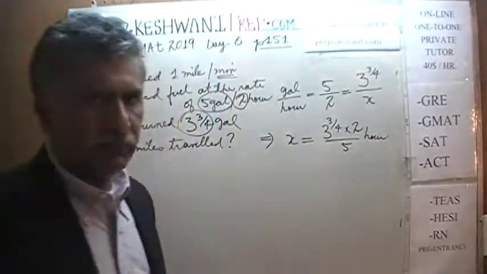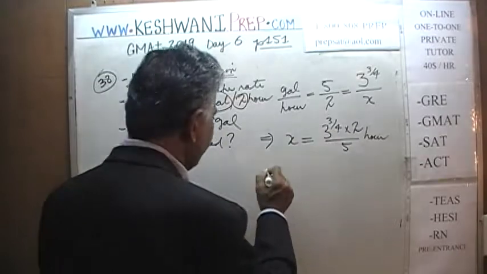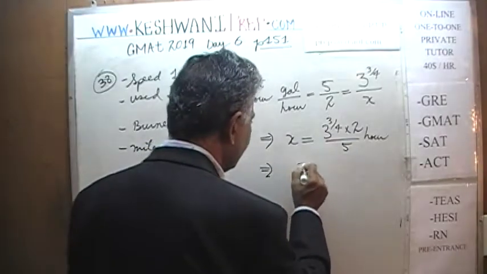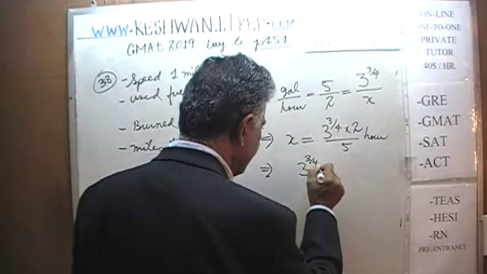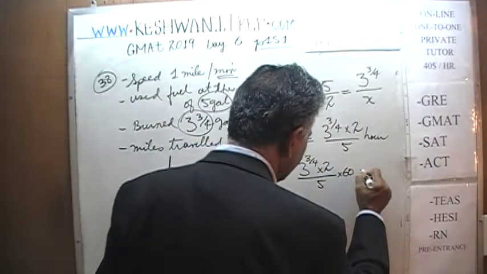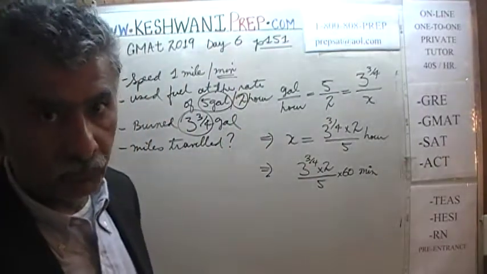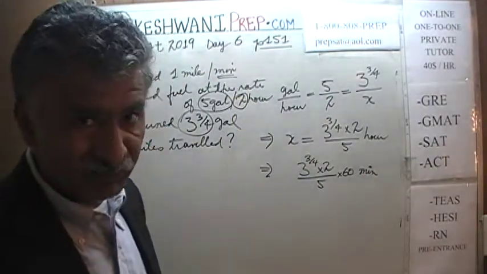3 3/4 times 2 over 5 hours. That's how many hours the person drove. You with me so far? That in turn implies that they must have driven 3 3/4 times 2 over 5 times 60 minutes, because there are 60 minutes in an hour. So far so good. That tells you how many minutes they drove.